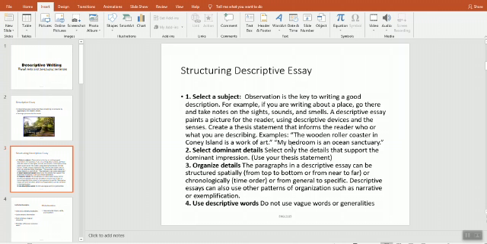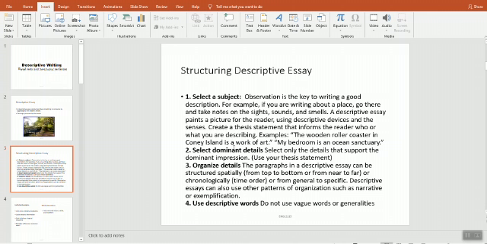Or if you want to talk about your bedroom, tell us that you are going to talk about your bedroom and also give us its main idea. Like, my bedroom is an ocean sanctuary. It's like a shelter for you, a very peaceful place where you can feel relaxed and safe and sheltered.